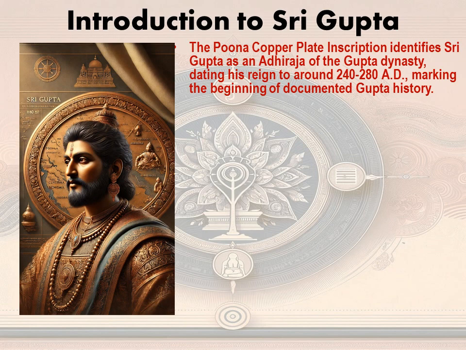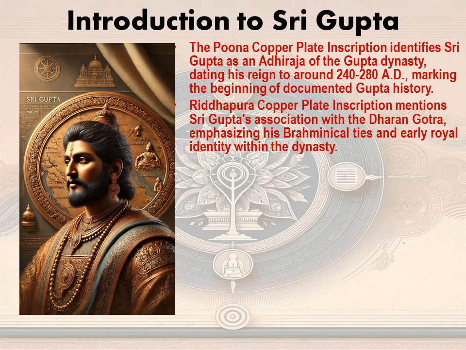So Sri Gupta has been mentioned in the Poona Copper Plate Inscription, which is in the Indian state of Maharashtra, and there the title given to Sri Gupta is Adhiraj. And this is the first Gupta ruler we find in documented Gupta history. His date has been around 240 to 280 AD.